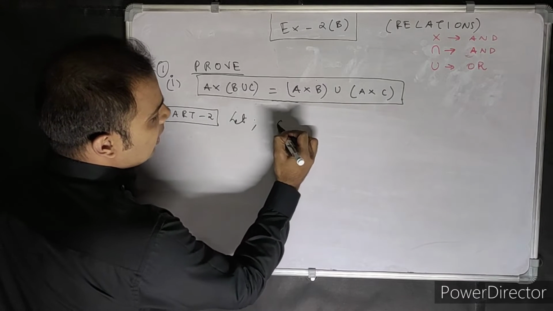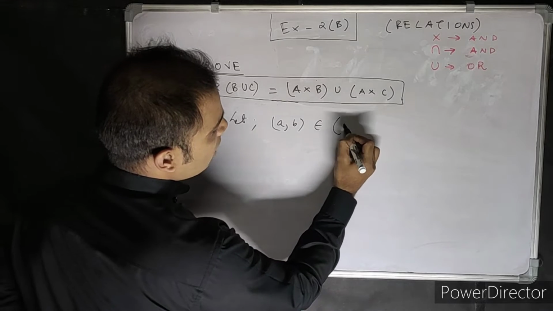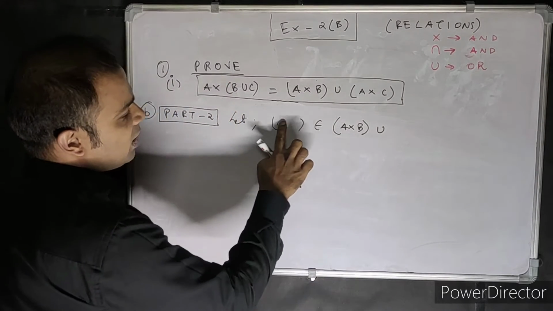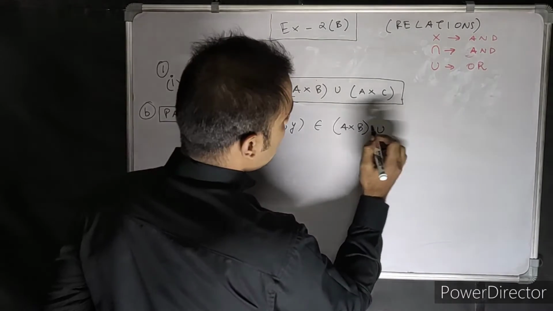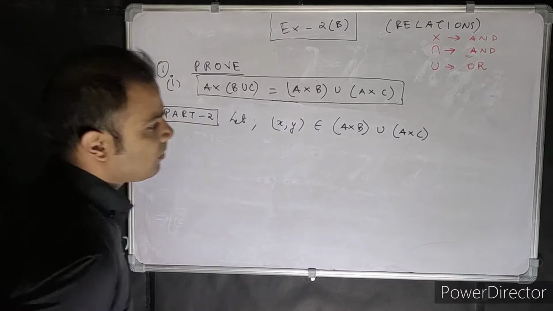Same thing. Let A comma B belongs to what? A cross B union. Don't take A comma B. We have already used A comma B. Take X comma Y. X comma Y belongs to A cross B union A cross C. Okay.